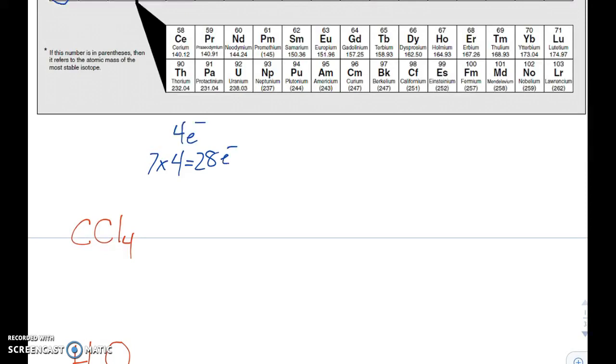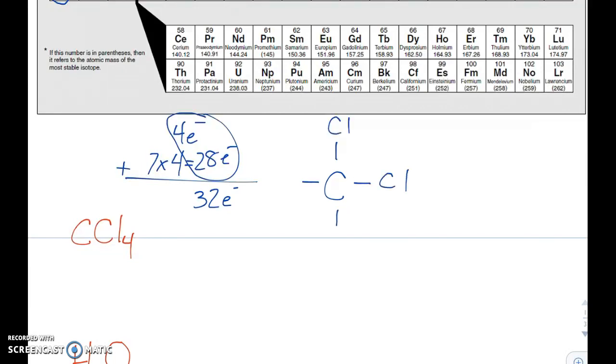Okay, sorry I did my math off to the side, but we're doing 4 plus 28, which would give us 32 valence electrons total. So there's my step 1. Then to draw my skeletal structure, carbon's the first, so I put it in the center, and then I distribute the chlorines around. So I'd end up with my 4 chlorines distributed around in a cross shape.